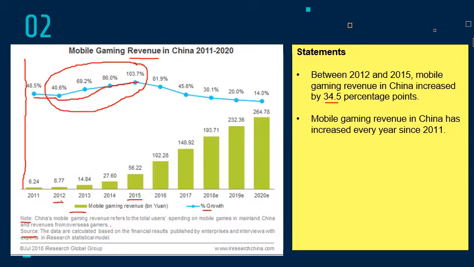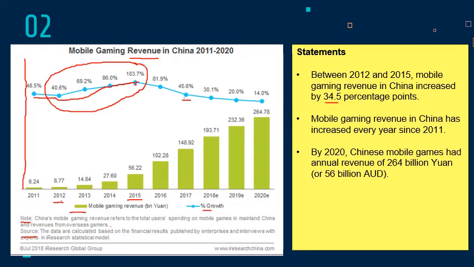Mobile gaming revenue in China has increased every year since 2011. So all of these figures here, the blue line, even though it dips down here, it's still a positive amount. So even though it's not growing as much, let's say in 2017, as it did in 2015, it's still growing. It still grew by 45.6%, which is quite a lot. So it's continued to grow throughout this period. Some years less growth than others, but every year it's growing.